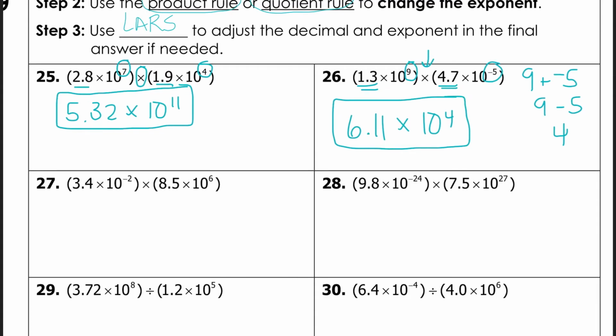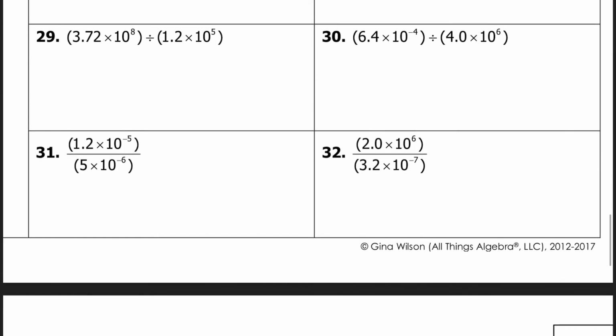I'm going to scroll you down here to number 29 because we have division. Now for division, remember, instead of adding the exponents, you subtract them. So we're going to take our bases and divide them because we're doing division. So 3.72 divided by 1.2 gives you 3.1. And now 10 to the 8th divided by 10 to the 5th gives us 10 to the 3rd. And there's our answer.